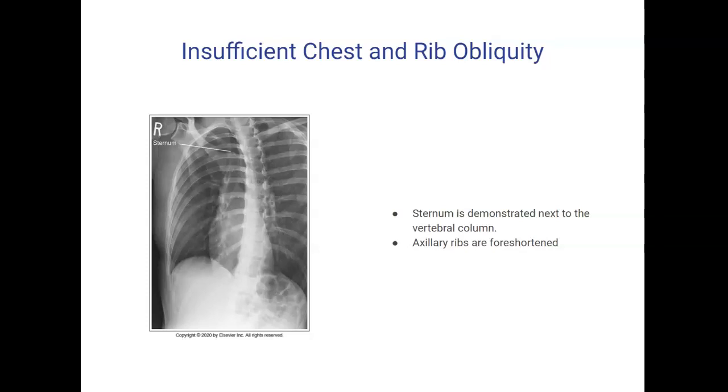However, if the sternum, as in this image, is demonstrated next to the vertebral column, the chest was insufficiently rotated and the axillary ribs are foreshortened. So in looking at this image here, we can see that the sternum is in an insufficient area. It should be more midline down here rather than the manubrium and sternum over here next to the vertebral column.